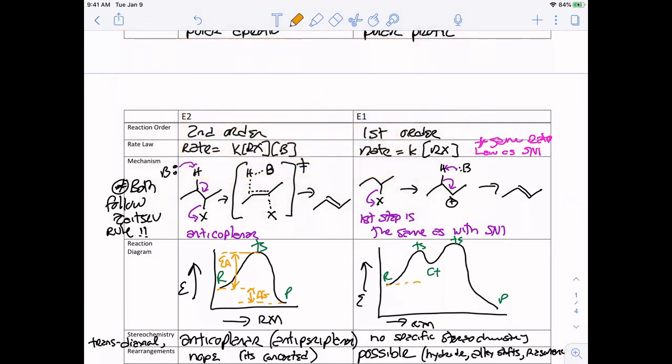2 activation energies, EA1, EA2, and just like before, by before I mean the SN1 reactions, my first activation energy needs to be greater than my second. It's the slowest step of my mechanism, right? It's the rate determining step. And then my product, so delta G. So those look very similar, if not the same.